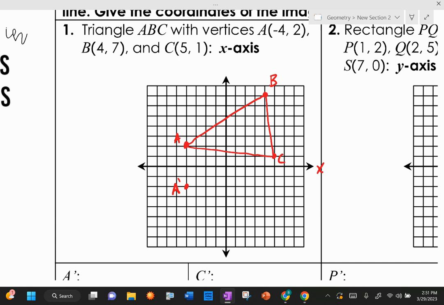Okay. Oh, that makes so much sense. I can do the same thing with C. C is how many above the x-axis? 1. So it's going to be below the x-axis. 1 as C prime. Do the same thing with B. 7. Oh, that's cool.